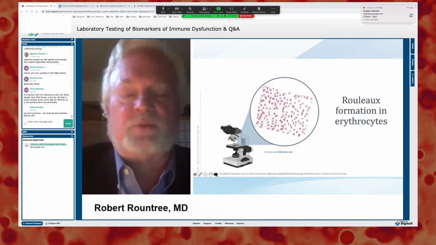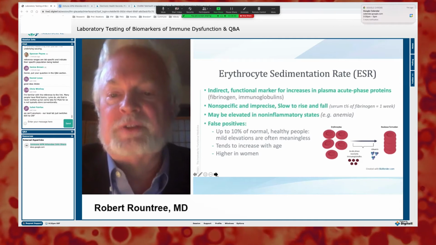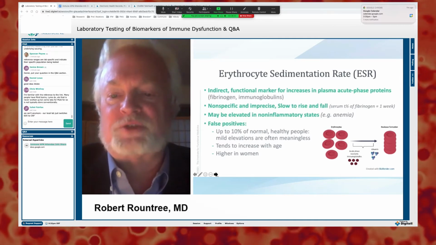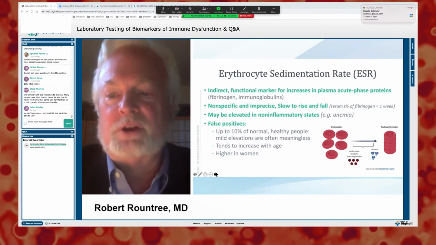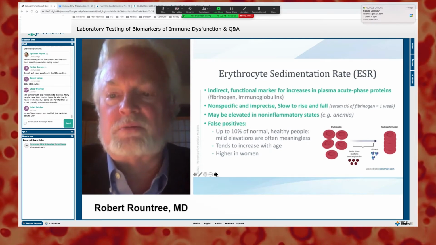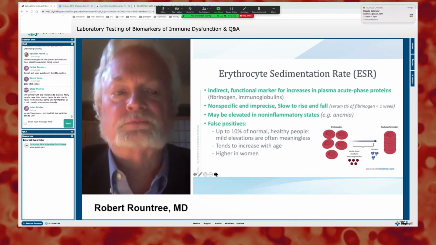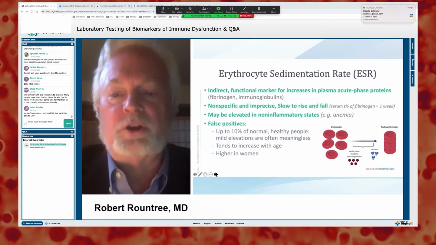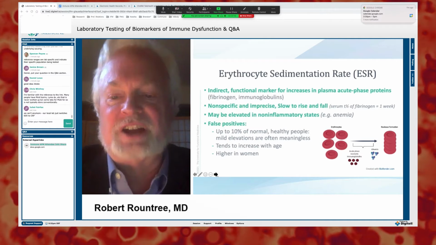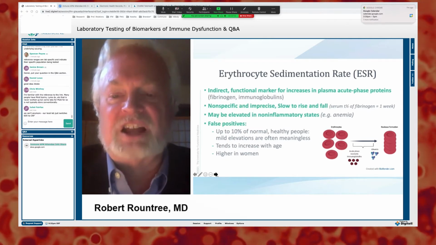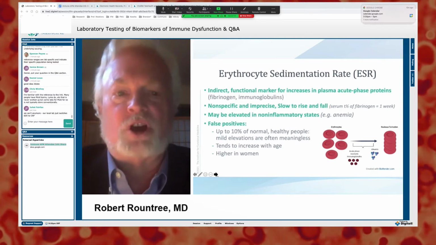What causes the sed rate to go up? It's rouleau formation. When there are proteins in the bloodstream that make erythrocytes sticky, then you put that blood in a column and the red cells will stick together, form a rouleau, and they will fall more rapidly. So what are the two main proteins that do this? Fibrinogen and immunoglobulin G, IgG. So when there's something that's elevating the level of those acute phase reactants, then you'll get this rouleau formation.